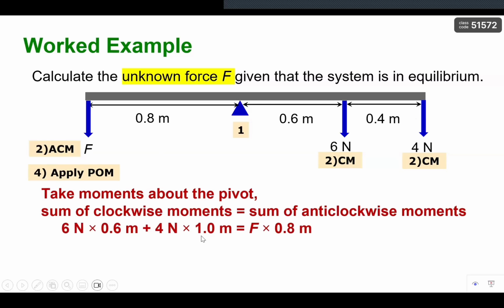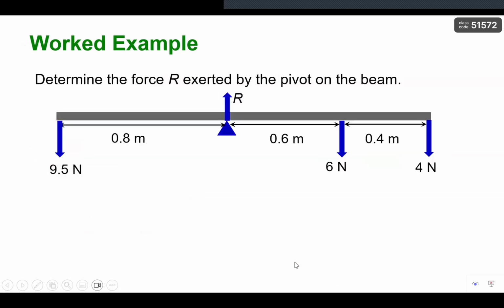So after that, I have a whole equation with only 1 unknown. I just solve for my F. My F will be 9.5 Newtons. Okay, it's Newtons because it's a force. Okay, next. The next question is a little bit different.